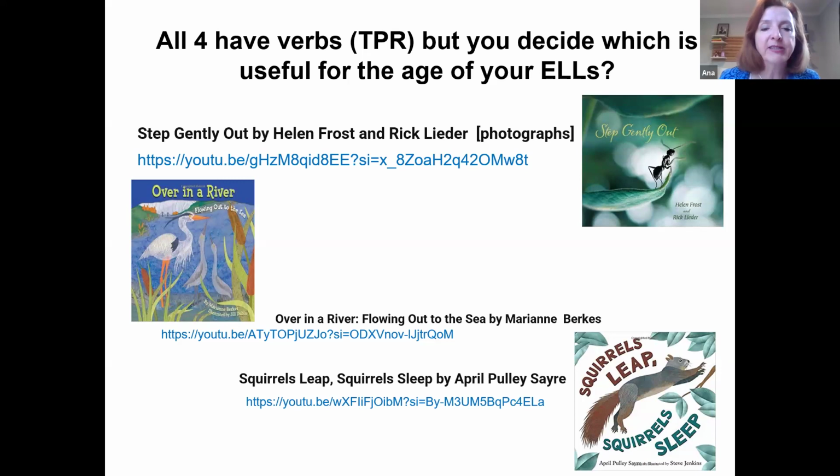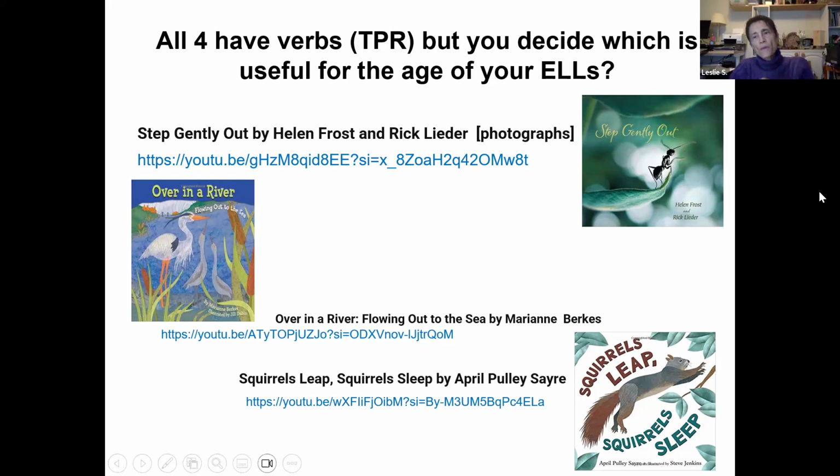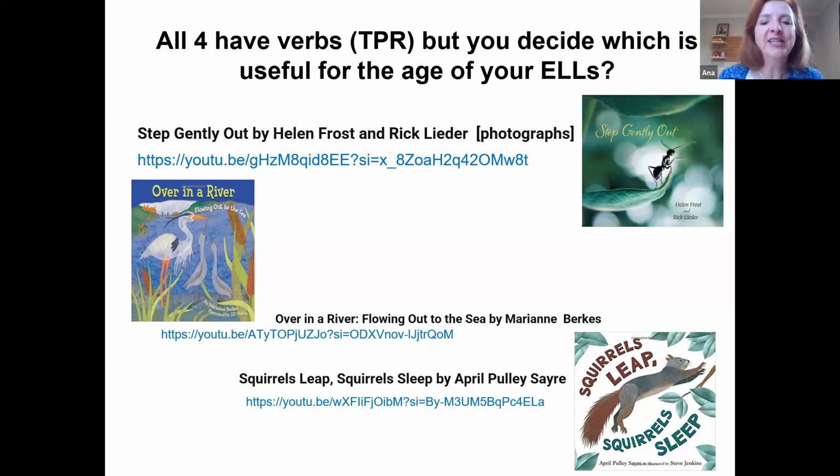So I'm going to ask the audience, what age group do you think Stop Gently Out fits? Anybody, shout out. Well, since you said it had photos and you said we can use photos better with adults, then I'm guessing you're suggesting that one. Thank you. You got it, right? And then Over in the River, the chanting, there's even somebody who sings it online. And Squirrels Sleep, a little bit more infantile in the type of pictures it has.